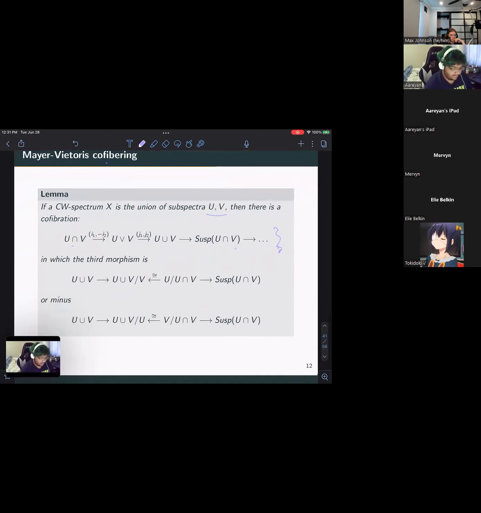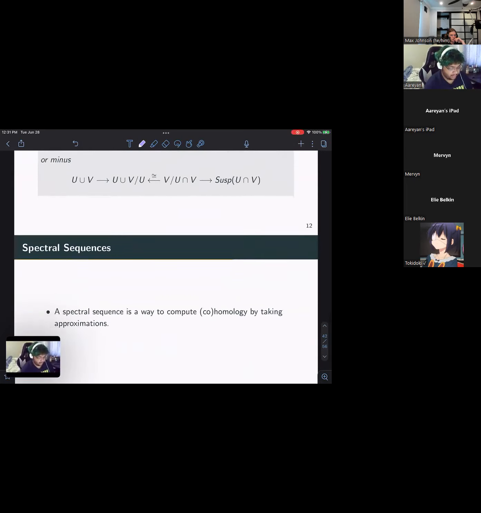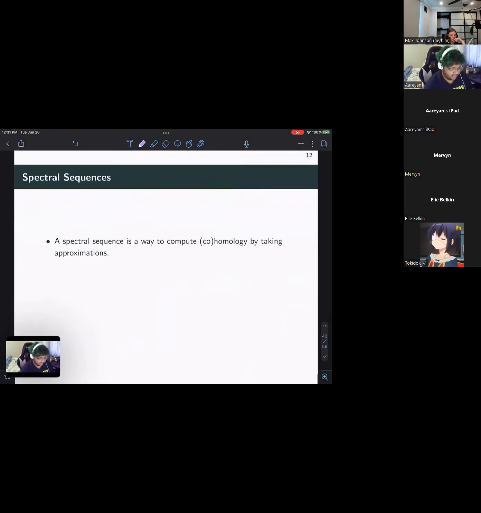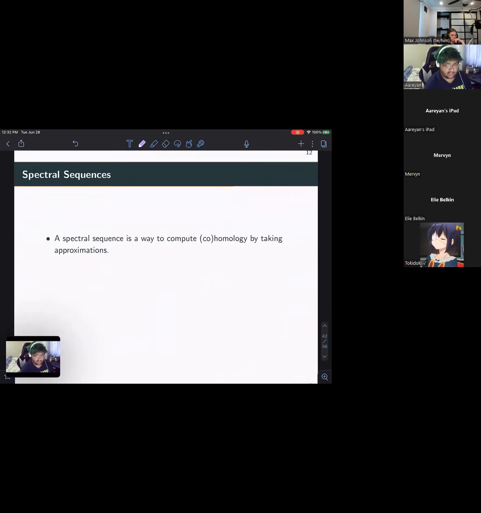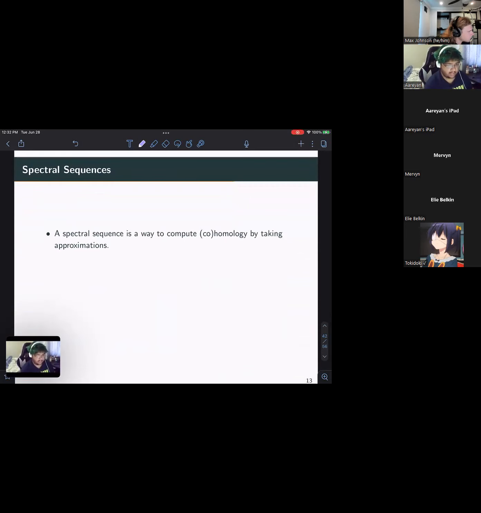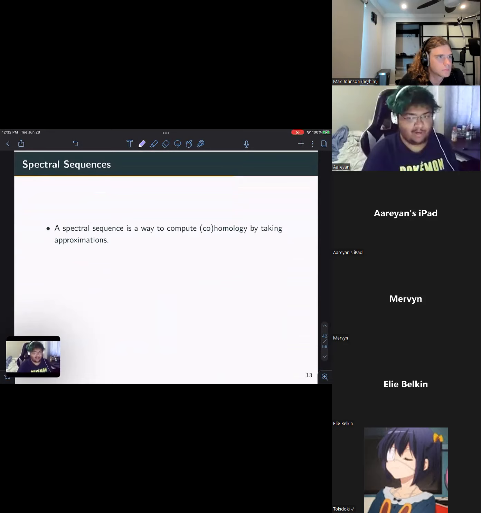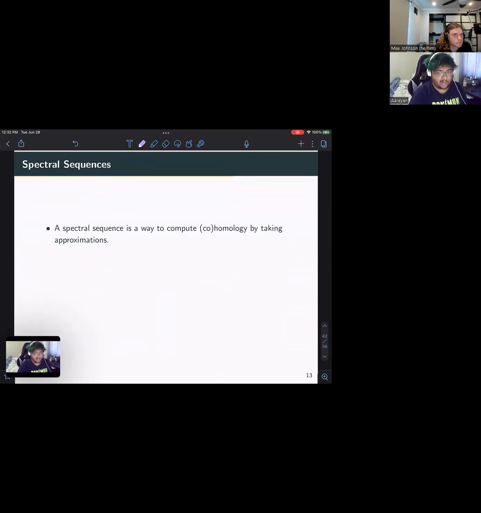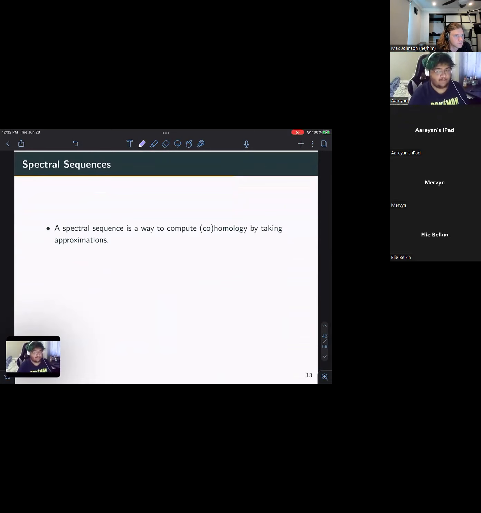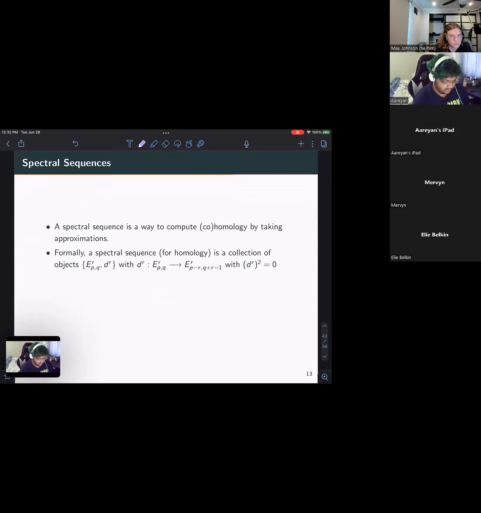Right. So now that we have seen how to do cohomology of spectra, right? There are some nice tools to compute them, from what I understand, and these are called spectral sequences, right? The idea of a spectral sequence is that you take finer and finer approximations of your homology theory, and it turns out after a finite number of steps you have perfectly approximated it, basically, right? And let's formally define what spectral sequences are.